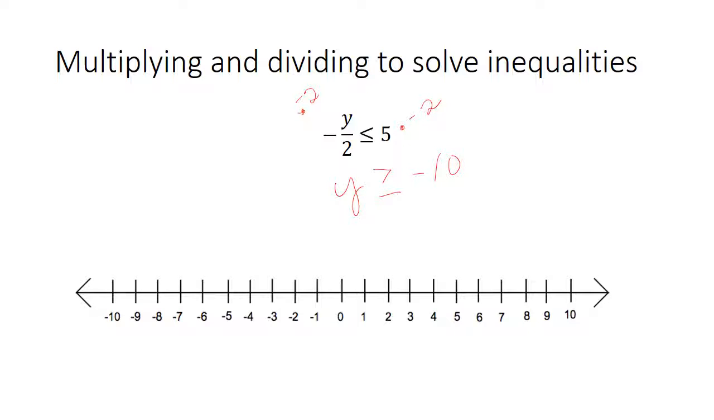So when we graph that, we're going to go down here to our negative 10. It is an equal to, so it is going to be a solid dot. And our y, our line, is going to point in that direction over here. I'm not going to take it all the way across because that's not what's important. Just remember, when you multiply and divide by a negative number, you must reverse the sign.